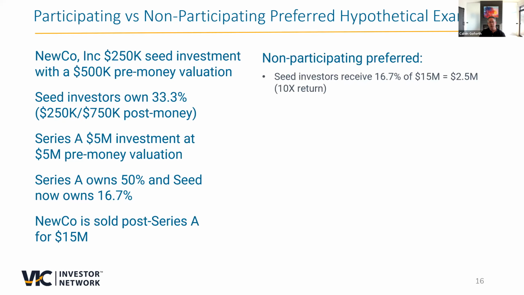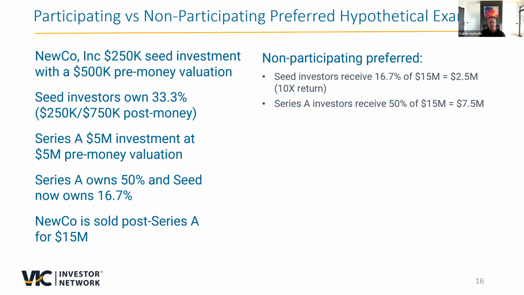Looking at non-participating preferred, the seed investors are going to get their pro rata percentage for a 1x non-participating preferred: 16.7% of $15 million, which would be $2.5 million. Obviously, that's a lot more, 10x more than their $250,000 original investment. Similarly, 50% of $15 million is greater than the Series A $5 million investment. So they'll get a $7.5 million participation in the exit.